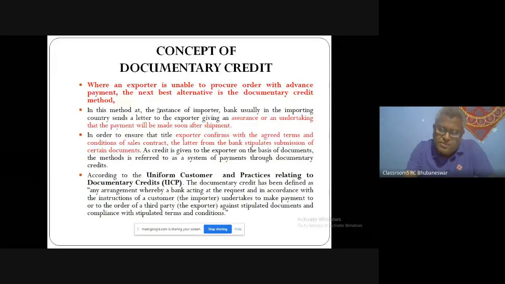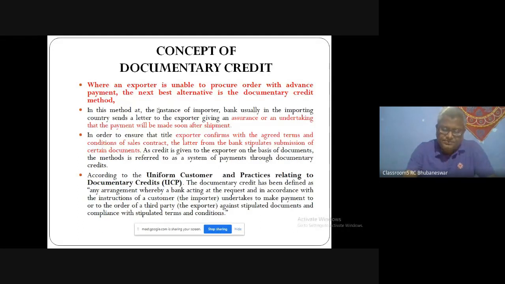The importer or buyer pays the agreed amount with the terms and conditions, which may be called the sales contract, the export sale contract. I have already discussed this in previous classes. The letter from the bank stipulates submission of certain documents, and the amount is required for payment. That type of procedural approach is called a documentary credit. The question is, how is it possible?